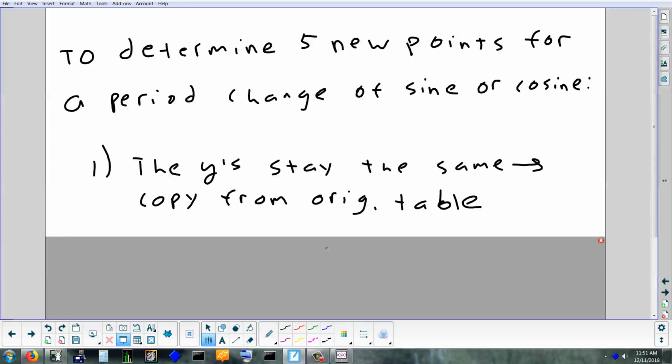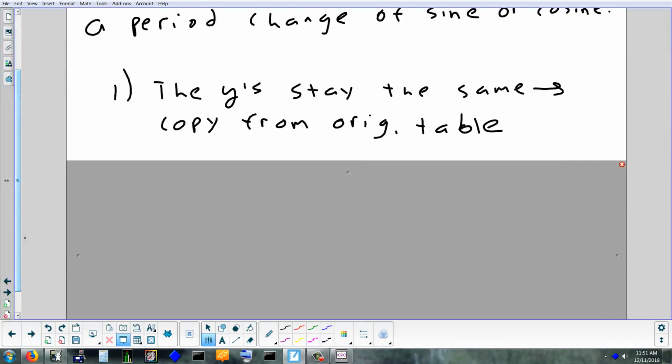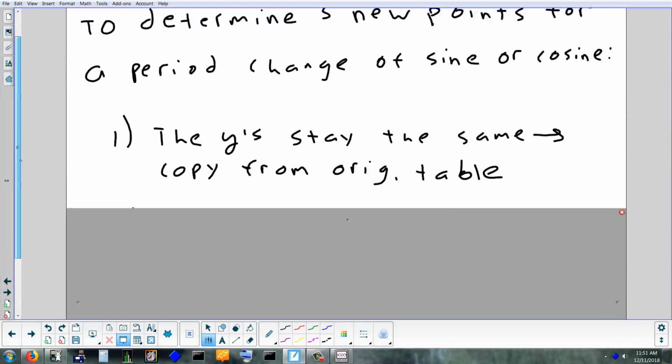Now, your new x's. There's a few different ways to get the new x's. But the way I'm going to show you is a way that's going to work when we do more complicated problems. So I'm showing you a way that is good when we start extending this to multiple transformations in the same problem. It's not always the fastest way to do it if you don't have multiple transformations, but it does work.